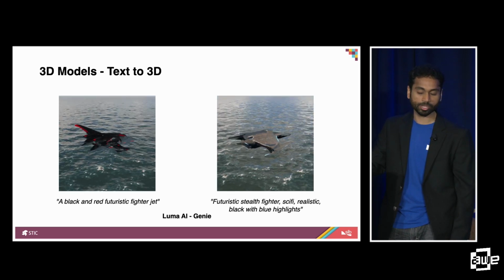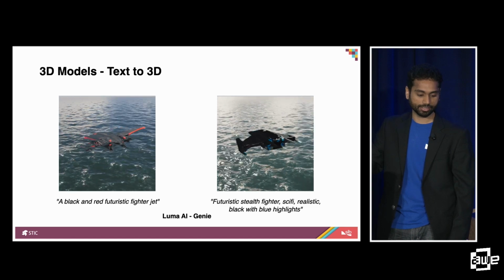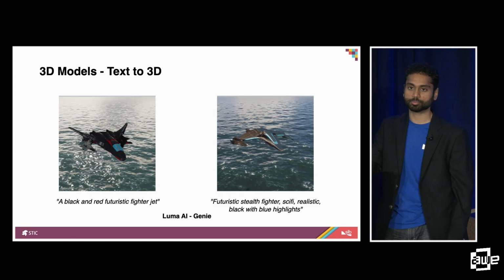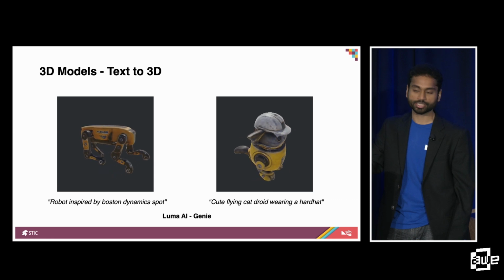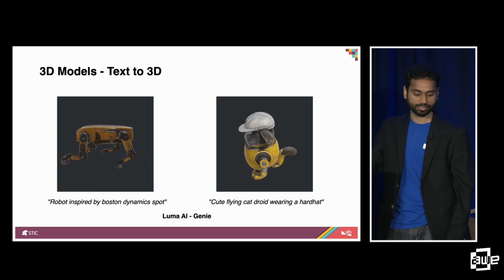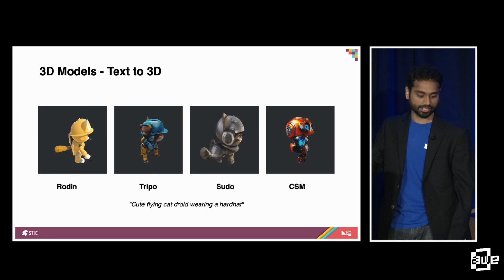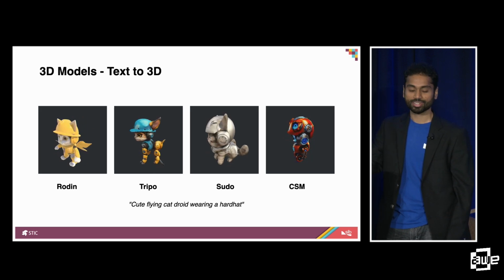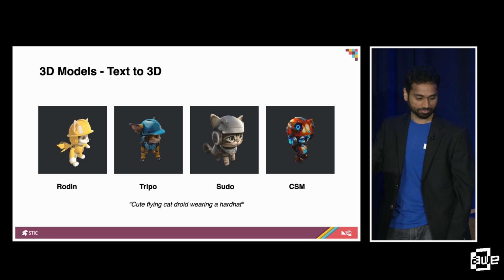So here I'm using Luma AI and their Genie 3D model generation tool to create these with simple prompts. Here are some more examples from the demos that I showed you, again using Genie. And here are some more examples of the cute flying cat droid wearing a hard hat with different models.